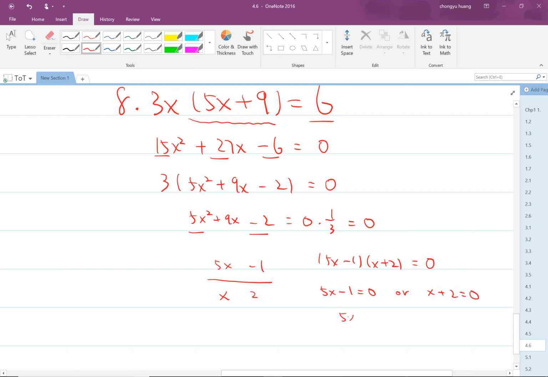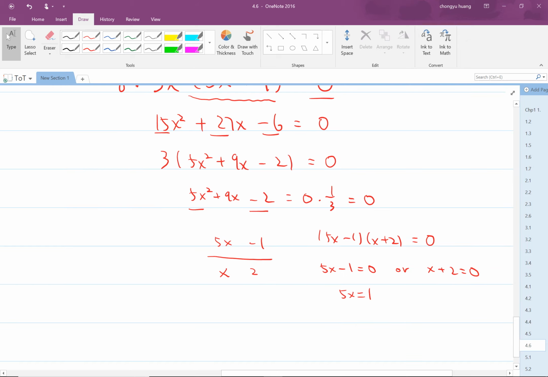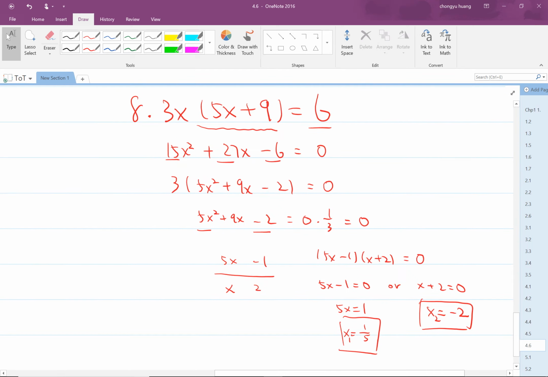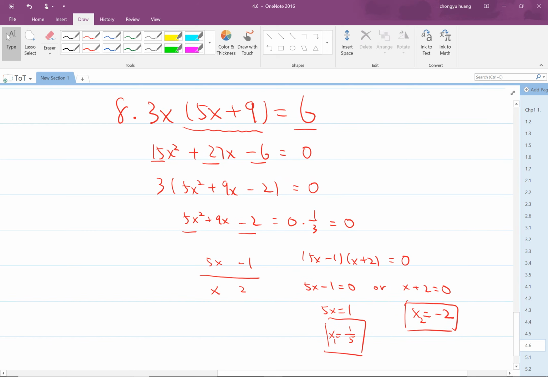So 5x is equal to 1, so x is equal to 1 over 5. And over here, x is equal to negative 2. You may write x1 and x2. Those are the two solutions for question 8.